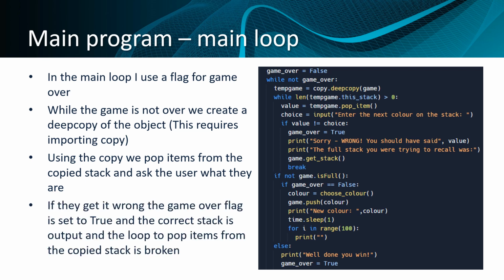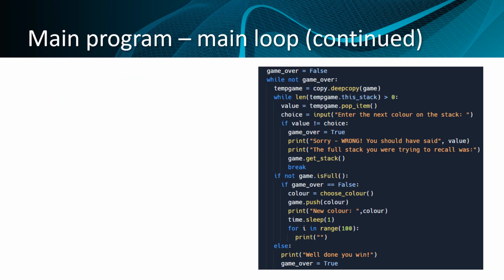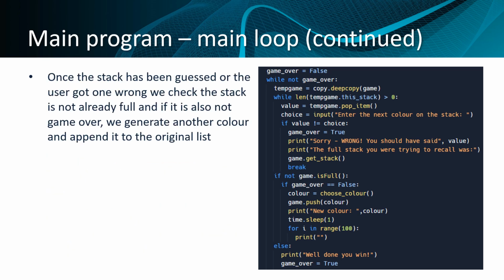If they get it wrong, the game over flag is set to true and the stack is output, and the loop to pop items from the copied stack is broken using the break command. Once the stack has been guessed or the user got one wrong, we check the stack is not already full. We also check it's not already game over. If this is the case for both things, we generate another colour and append it to the original list. When the loop starts again, this expanded list is copied and the process starts again.